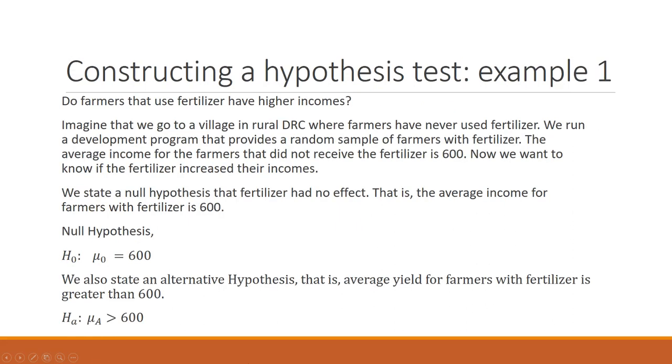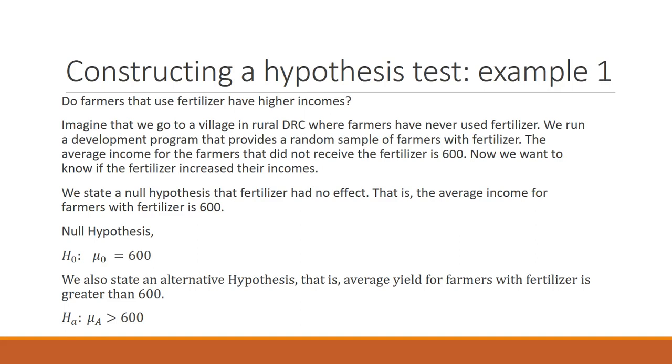But now let's give an example and make sure that we have our intuition clear before we go into actually performing the hypothesis test. So, using our example, do farmers that use fertilizer have higher incomes? Now imagine that we go to a village in rural DRC, and in this particular village, farmers have never used fertilizer. That may or may not exist. I'm sure that farmers in DRC, even really rural DRC, have used fertilizer. But let's just assume this.